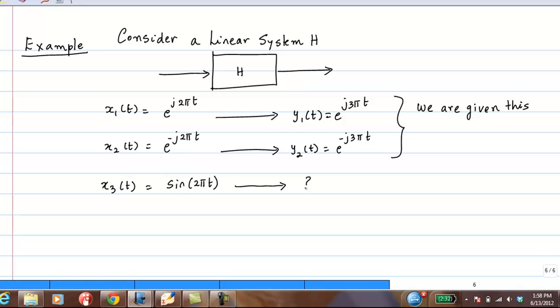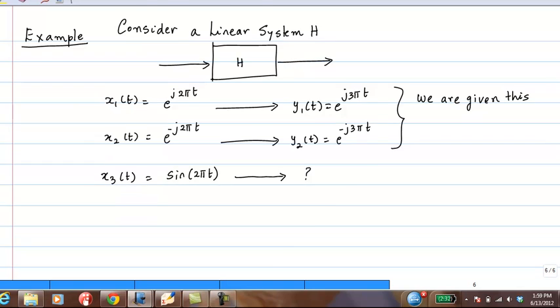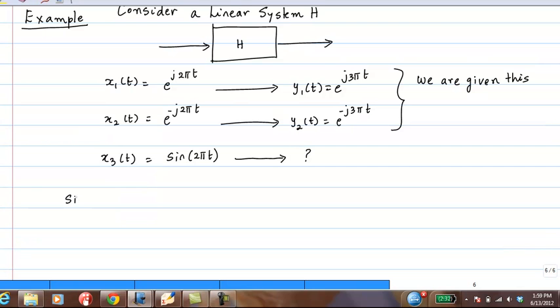I would suggest that you pause the video here and think about this yourself. Now, how can we solve this problem? Well, if I use linearity, what I can do is this. I can write sine 2 pi t using Euler's formula as 1 over 2j times e to the j 2 pi t minus 1 over 2j times e to the negative j 2 pi t.